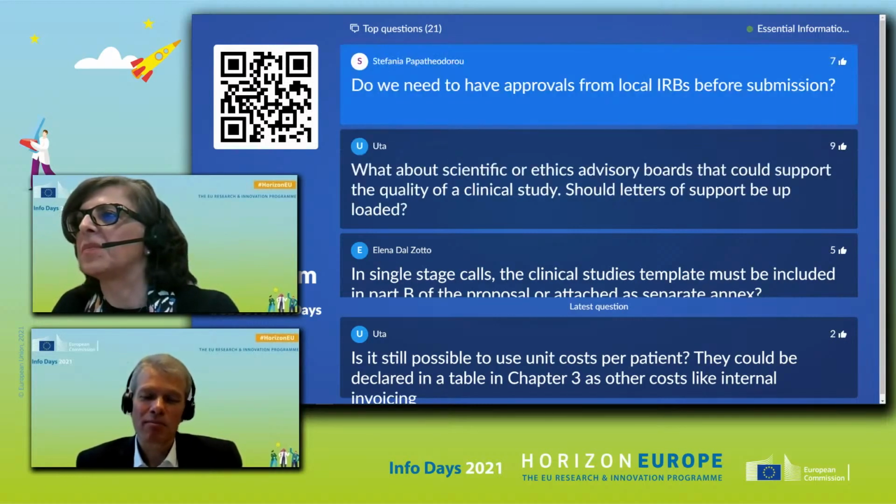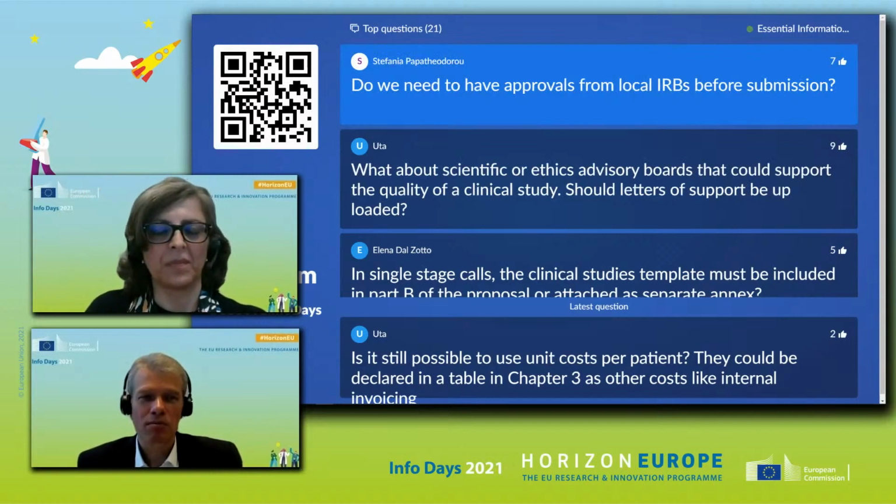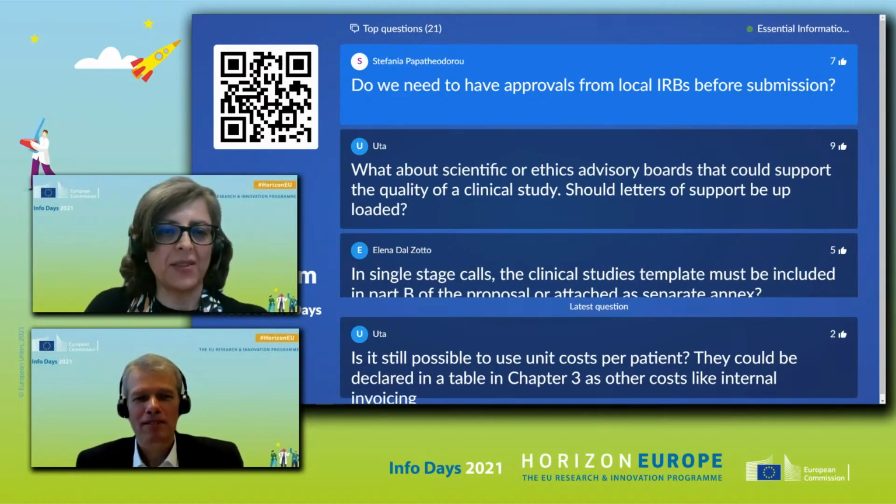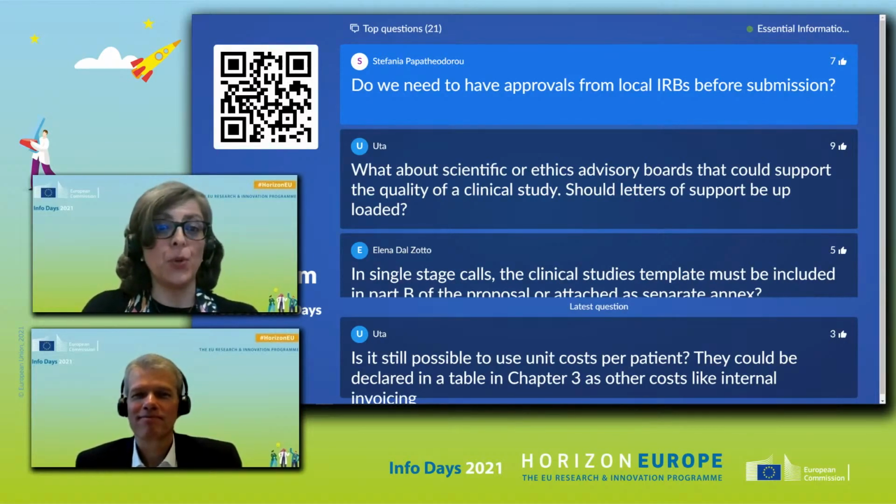We ask applicants to be as concise as possible, but detailed enough so that the evaluators understand the full picture. And it does not count in the 45-page limit of the general application form. Over to you, Monica. Thank you, Laszlo. I think this was really important to make sure it was clear. Indeed, the template is exactly a support for you to be able to add a lot more information that would not fit in the 45 pages. Another question coming up, do we need to have approvals for local IRBs before submission?